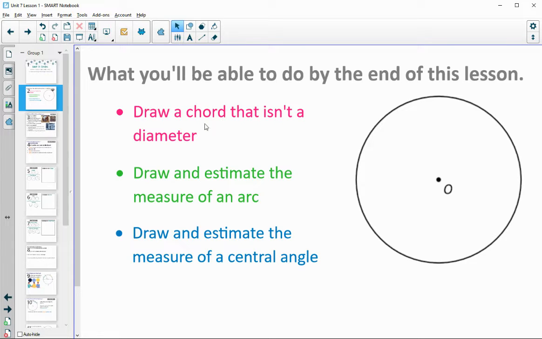Draw a chord that is not a diameter. So given this circle, being able to draw a chord that is not a diameter. Being able to draw and estimate the measure of an arc, and also be able to draw and estimate the measure of a central angle.